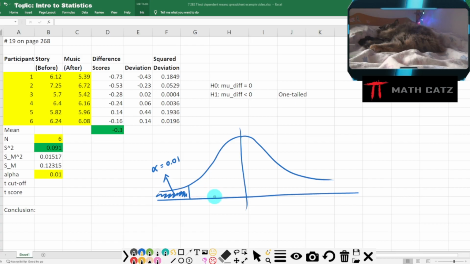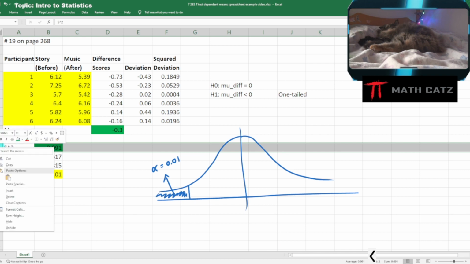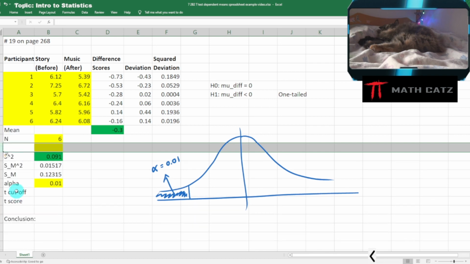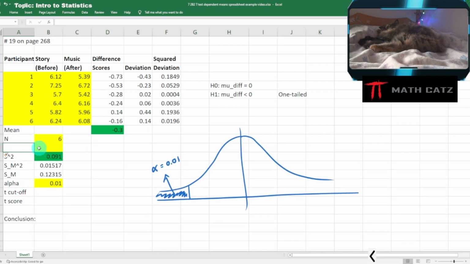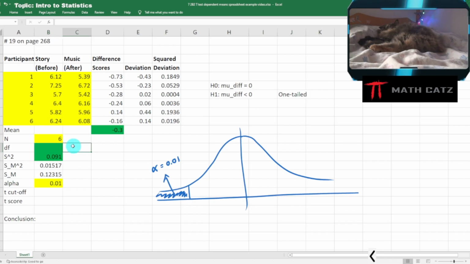Now, I didn't say here the degrees of freedom. Maybe I should do that real quick. I can just insert a line here. Maybe I want the degrees of freedom for my t-test. Right-click, insert a new row. Maybe I want that to be degrees of freedom, and I'll make it green because I'm calculating something, but it's very simple. It is simply n minus 1.